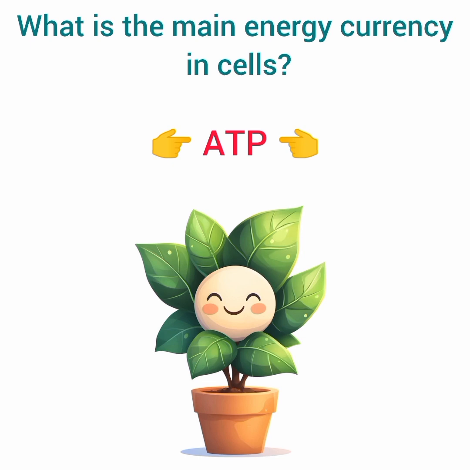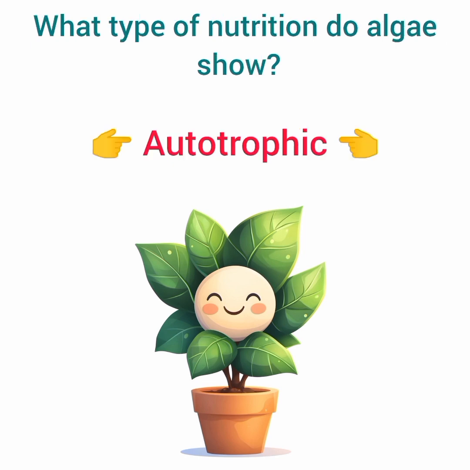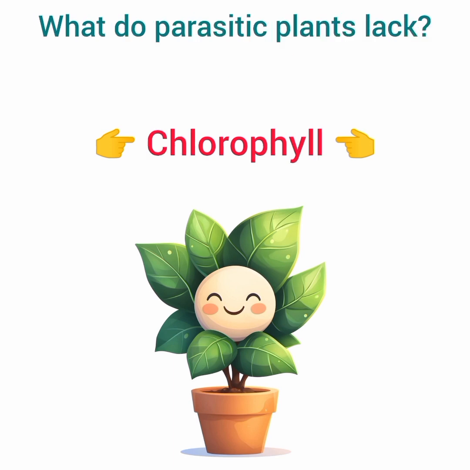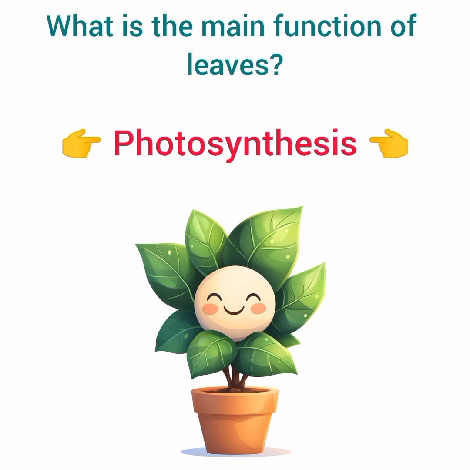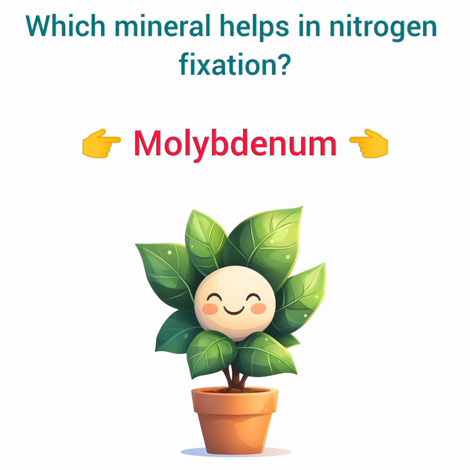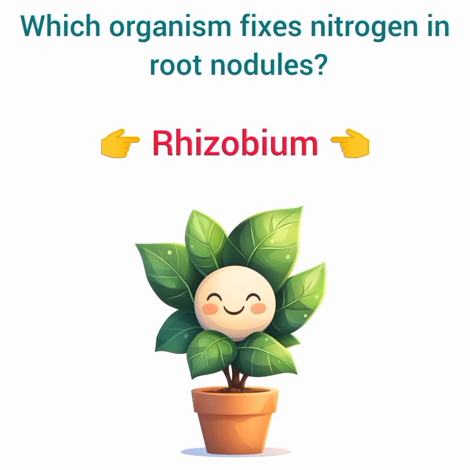What is the main energy currency in cells? Answer. ATP. What type of nutrition do algae show? Answer. Autotrophic. What do parasitic plants lack? Answer. Chlorophyll. Name one partial parasite. Answer. Mistletoe. What is the main function of leaves? Answer. Photosynthesis. Which mineral helps in nitrogen fixation? Answer. Molybdenum.